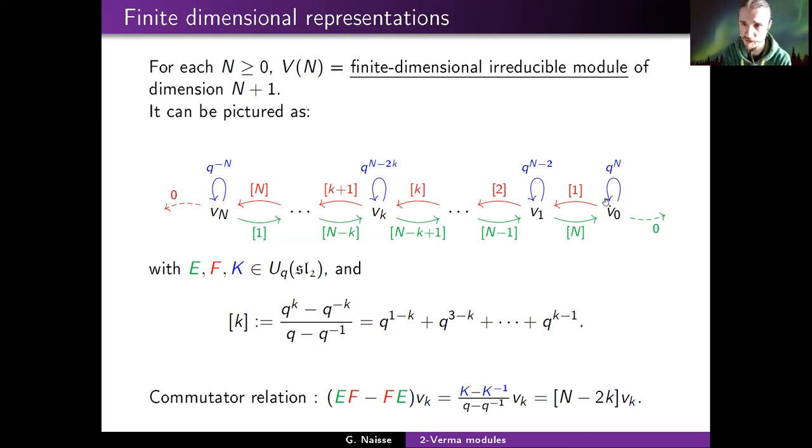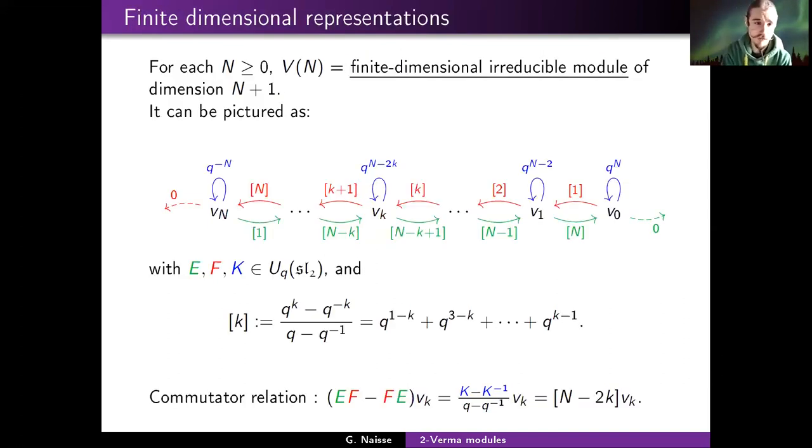For example, we can do it here on this v0, the highest weight vector. If I act with e, first I'm sent to zero. So this will act at zero, and this part acts as first multiplication by quantum one, which is one, and then quantum n. So I will multiply by quantum n if I do this left part here. And on the other hand, if I apply k minus k minus one on q minus one, I will have q to the n minus q minus n on q minus one, which is quantum n. So that is good. So this is actually very, very classical stuff.